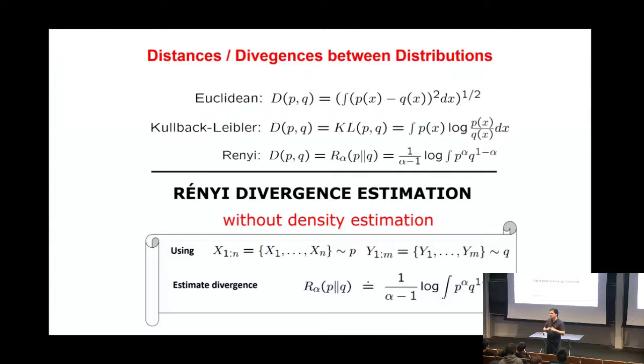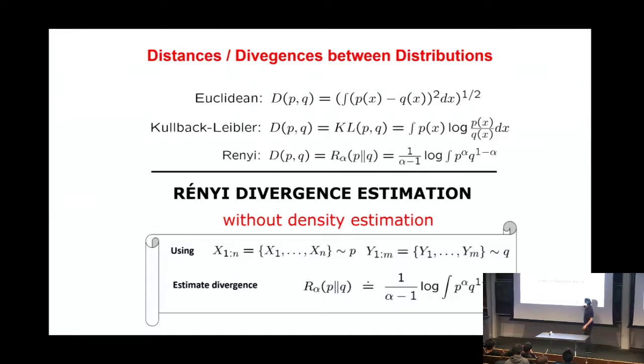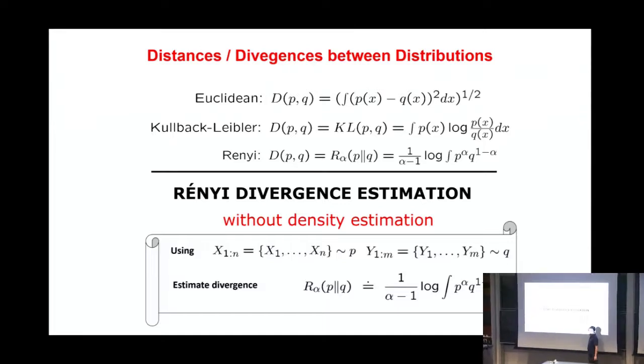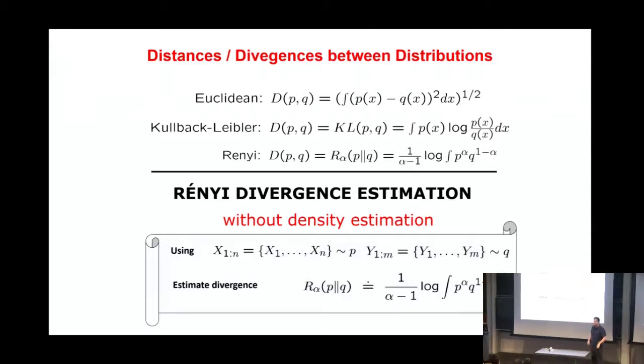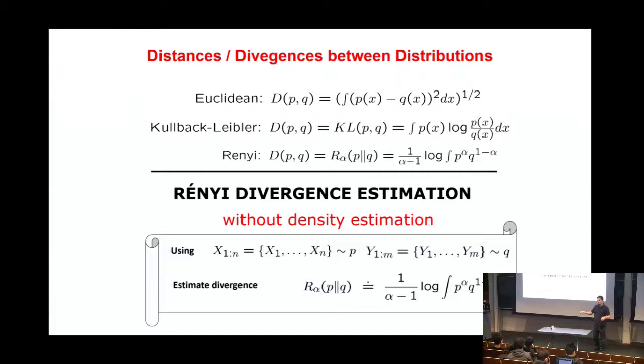So you might ask the question, is there a way to estimate this quantity without ever estimating P and Q? Does it make sense? I don't want to estimate P, I don't want to estimate Q. I want to estimate their integral. Or similarly, in the Euclidean distance, I don't want to estimate P, I don't want to estimate Q. I want to estimate the integral of P minus Q, squared.